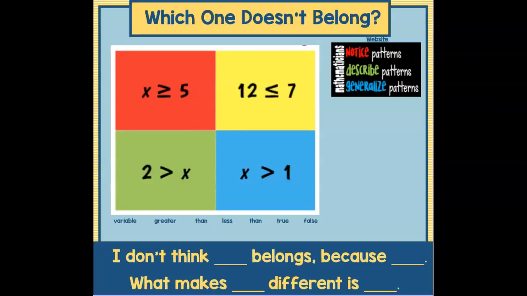Okay. Our which one doesn't belong. Go ahead and figure out which one doesn't belong. Use your hand signals to tell me which one you think doesn't belong and why. Think about some of the words we've been using: variable, greater than, less than, equal to, true, false, greater than or equal to, less than or equal to. So come up with at least 2 things that you think don't belong and why. Teachers pause, and if you're at home, pause and come up with your answers.